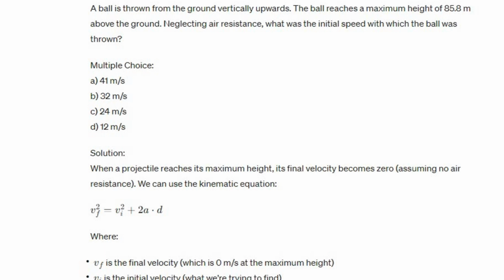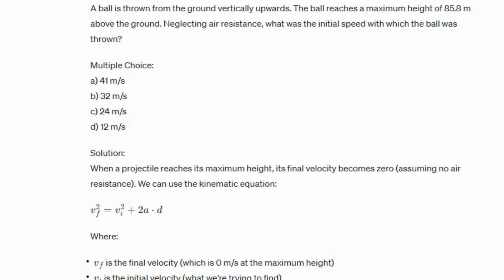Solution. When a projectile reaches the maximum height, its final velocity becomes zero, assuming no air resistance. We can use the kinematic equation final velocity squared equals initial velocity squared plus 2 acceleration multiplied by distance, where Vf is the final velocity, which is 0 meters per second at the maximum height. Vi is the initial velocity, what we are trying to find. A is the acceleration due to gravity, approximately 9.8 meters per second squared downward. D is the displacement, the maximum height, which is 85.8 meters.